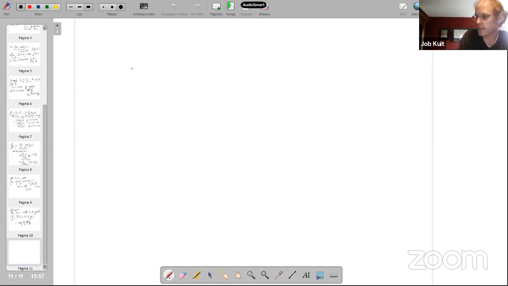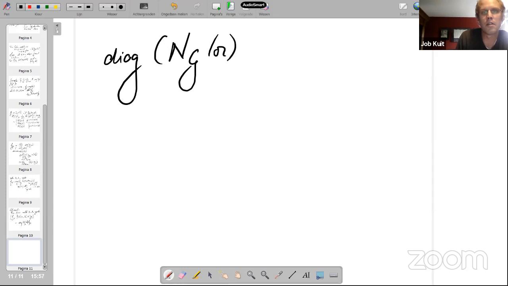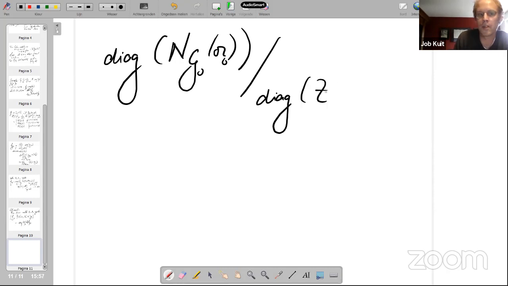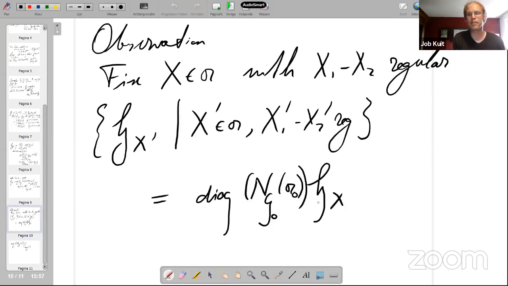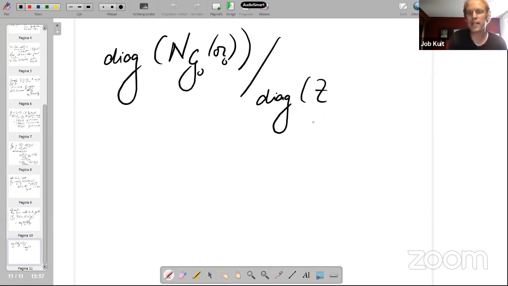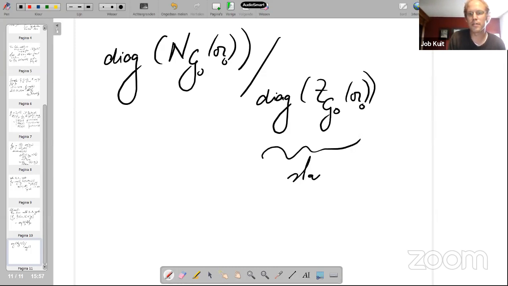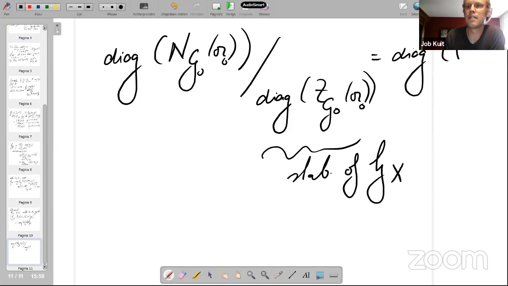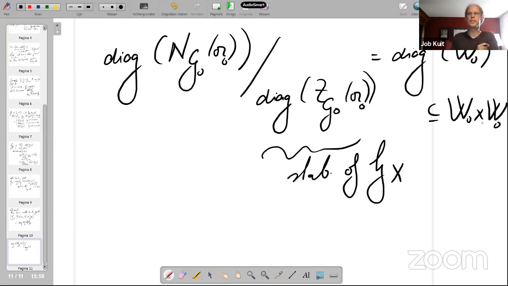This is interesting for the following reason. If I look at this diagonal and mod out the stabilizer of a given limit Hx, the stabilizer of Hx is going to be the diagonal of the centralizer of A0, a small computation. Then I get something like the diagonal of the Weyl group of this group G times G. And this is actually the little Weyl group in this setting.